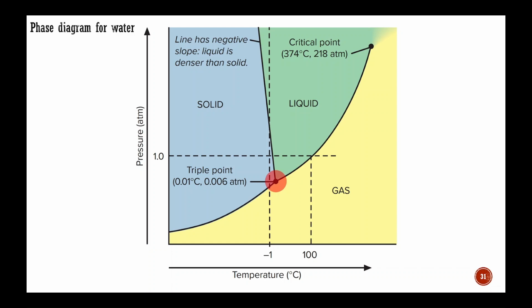So, the normal melting point and boiling point of water at 1 atmosphere are 0 and 100 degrees Celsius, respectively. Following the phase diagram, we can say that increasing the pressure above 1 atmosphere will raise the boiling point and lower the melting point, and vice versa. A decrease in pressure will lower the boiling point and raise the melting point.